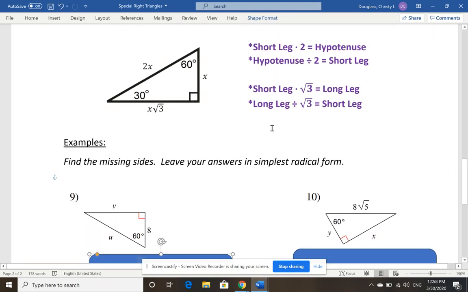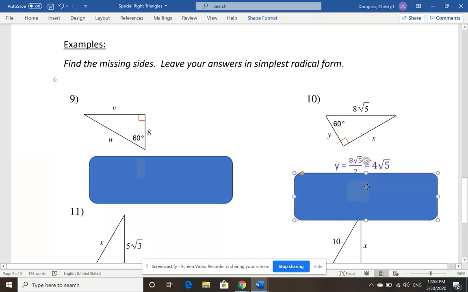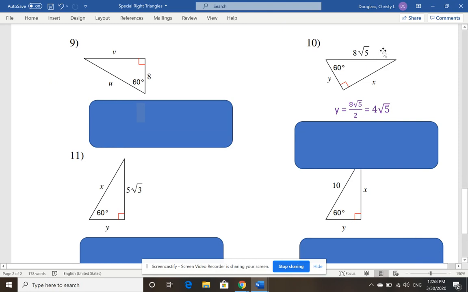If I want to find the short leg and I know the hypotenuse, I need to take the hypotenuse and divide it by 2, and that will equal the short leg. Well, that seems easy enough. So Y is simply going to be 8 square roots of 5 divided by 2. The numbers that are not under the radical are the ones that get to do math together. So 8 divided by 2 is 4, and Y is 4 square roots of 5.